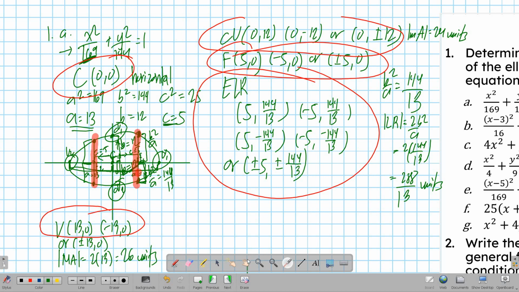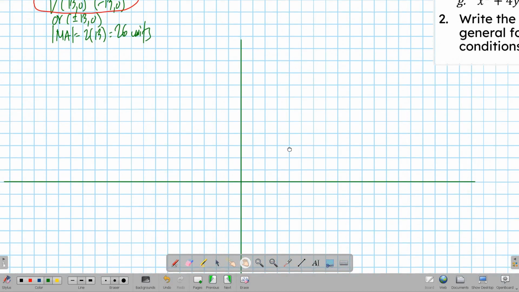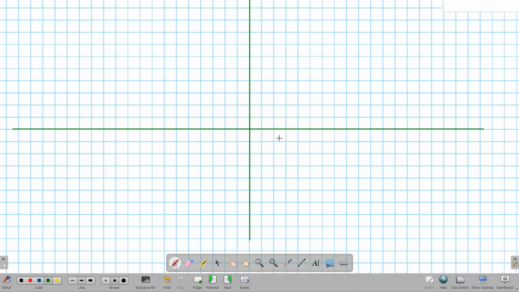So for our vertices, it's 13. So hopefully we can reach 13. 1, 2, 3, 4, 5, 6, 7, 8, 9, 10, 11, 12, 13. Here is the first vertex. 1, 2, 3, 4, 5, 6, 7, 8, 9, 10, 11, 12, 13. Here is the other vertex.